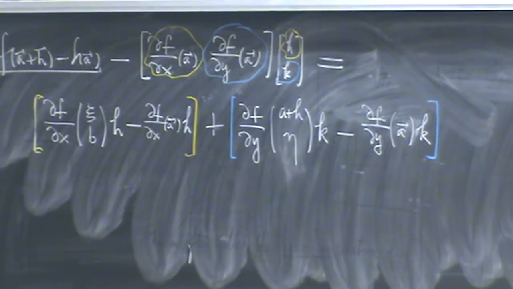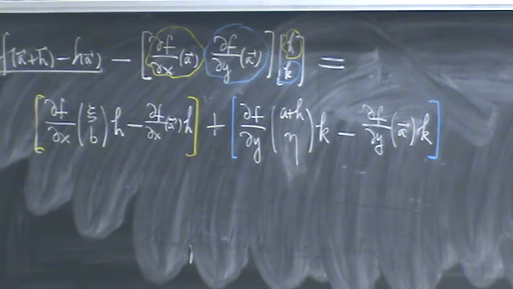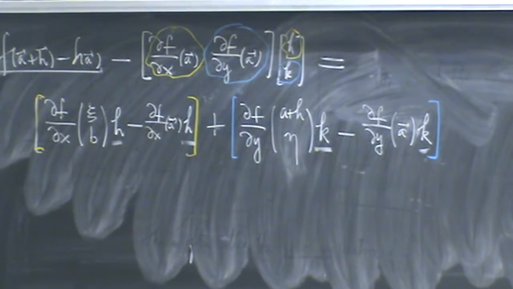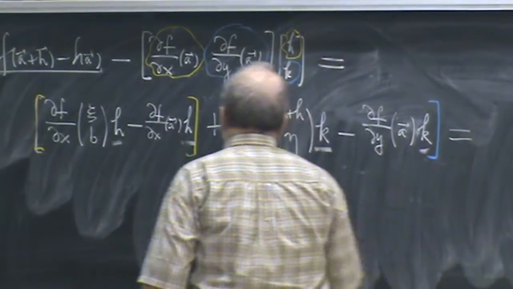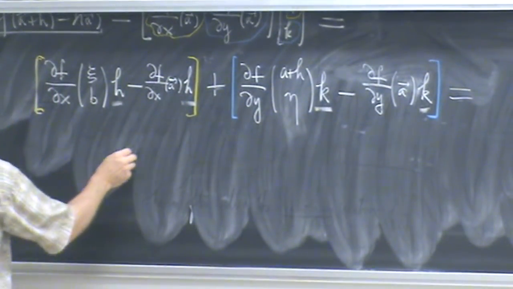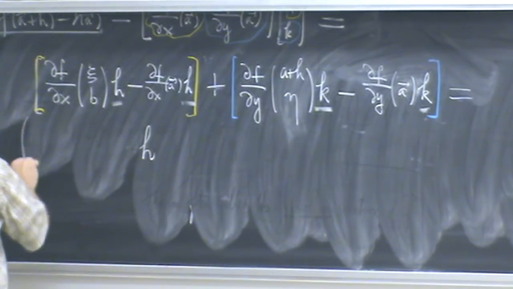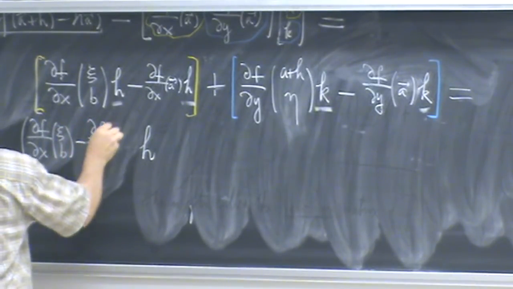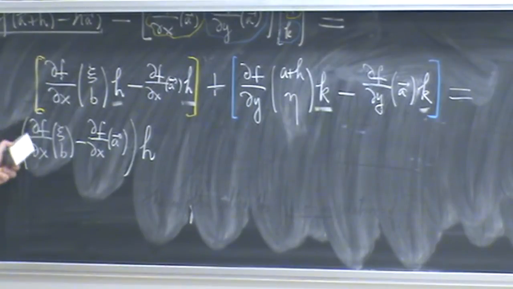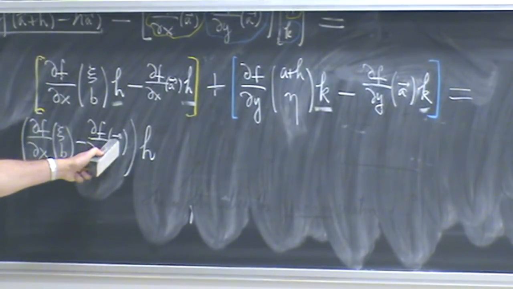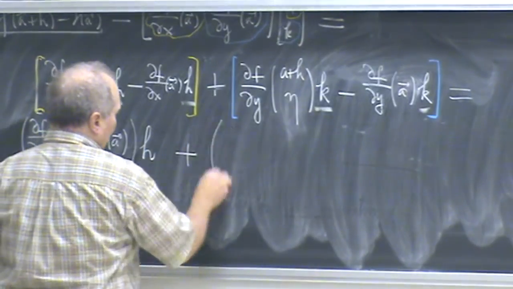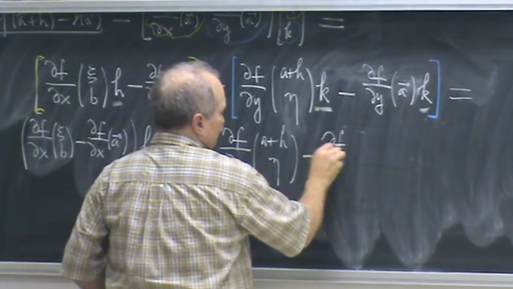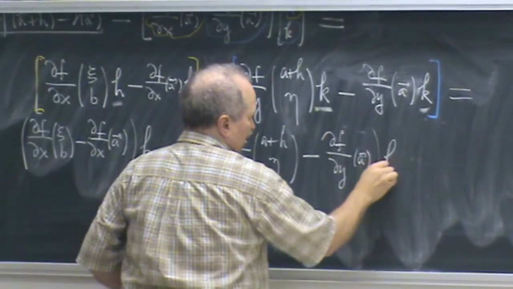Are you seeing the punchline showing up? What am I going to do with the h's and the k's? Can't I factor them out? Yeah. So I'm going to have the partial with respect to x at squiggle b minus the partial with respect to x at the point a, times the vector h. And then I'm going to have similar stuff with the y partials, times k.